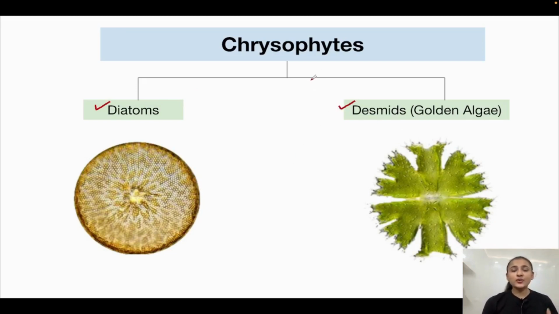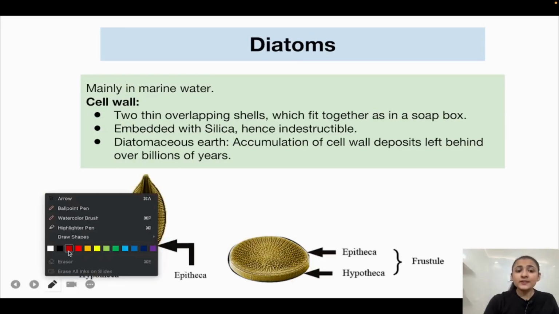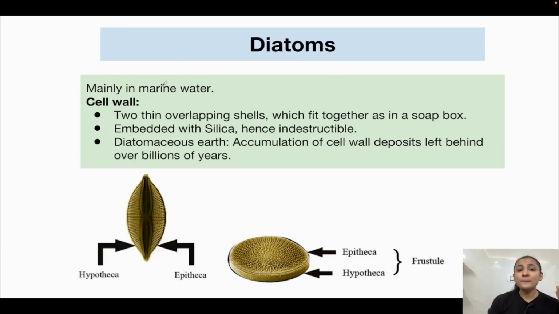Chrysophytes जो हैं, इनको हमने further divide कर दिया है diatoms and desmids में. Desmids are also known as golden algae. We will study why they are known as golden algae later on. Now, first let's start with diatoms. Diatoms are mainly found in marine water.